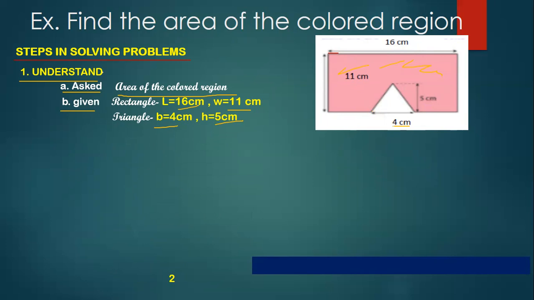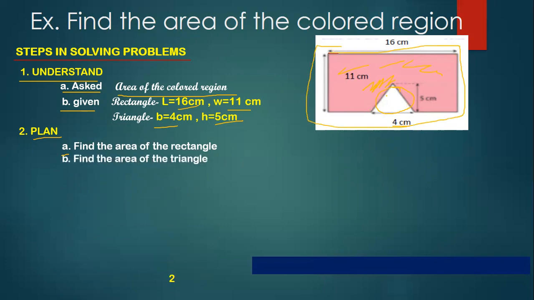Ngayon, after you understand the problem, nalaman ko anong tinatanong, nalaman ko anong mga given facts, the next thing that you're going to do is you have to plan. Sa pagpaplano, alamin natin paano ba natin isosolve itong problem na to. Ang tinatanong ay colored region, pero meron namang butas na triangle. So, ibig sabihin, ibabawas mo itong triangle na to sa rectangle na yan. So, anong unang gagawin? First, find the area of the rectangle. Siyempre, alamin natin itong kabuuang rectangle na yan. Pangalawa, find the area of the triangle. Alamin natin to kasi ito ibabawas natin.